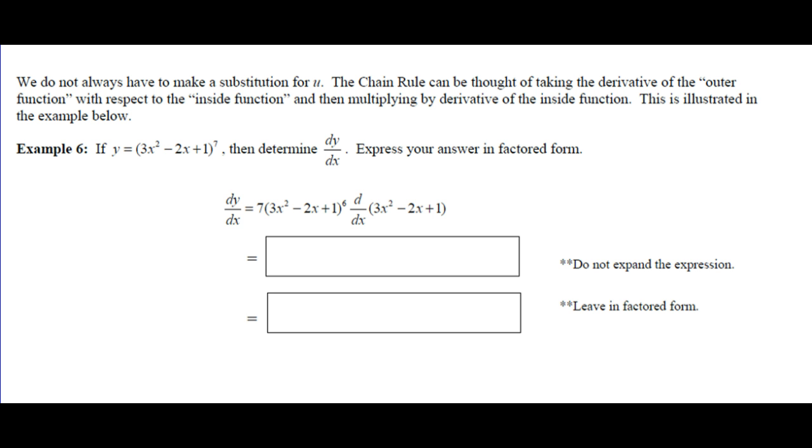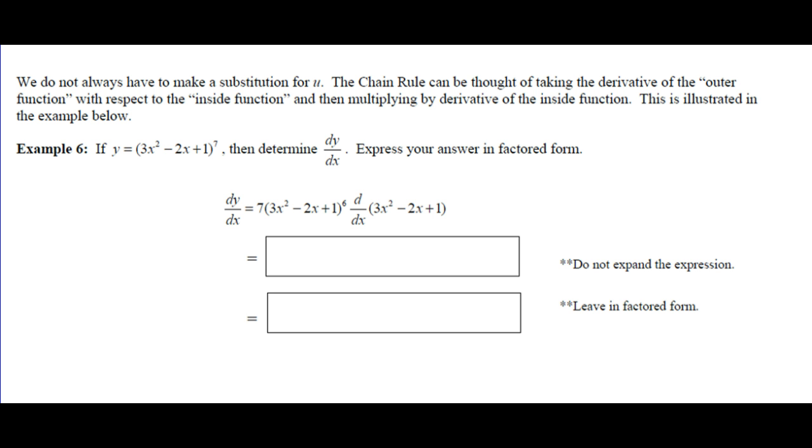The chain rule can be thought of as taking the derivative of the outer function with respect to the inside function and then multiplying by the derivative of the inside function. This is illustrated in the example below. Right? This is generally the way that we do a chain rule problem. And you can do f of g of h of i of j of k of x, right? And just start at the outside. That would be really ugly, but you can do it. Just start with the outer function, right? And when do you stop? When you run out of things to do, right?